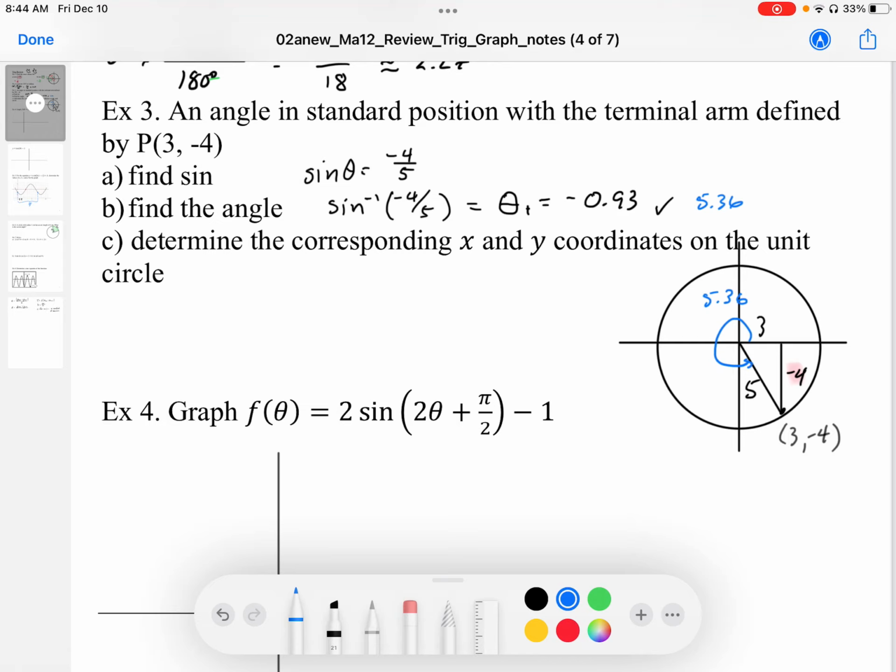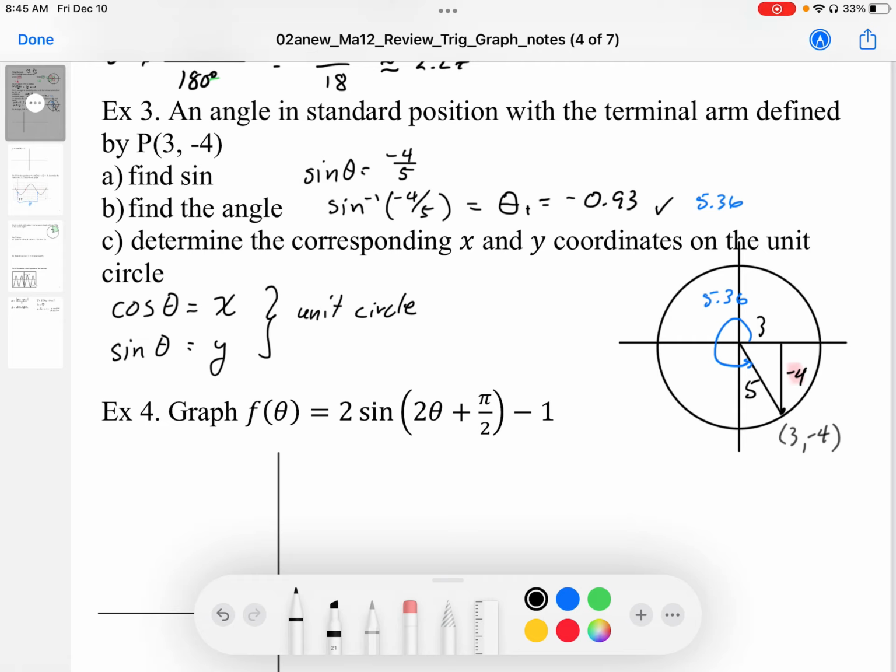Part C says find the corresponding x and y coordinates on the unit circle. Well, on a unit circle, we have a radius of 1. So what we can do is just take this original circle and divide everything by 5. We can also just take the basic definition that cos theta in a unit circle is equal to x, and sine theta in the unit circle is equal to y. This is true in only the unit circle. So this is a nice definition.